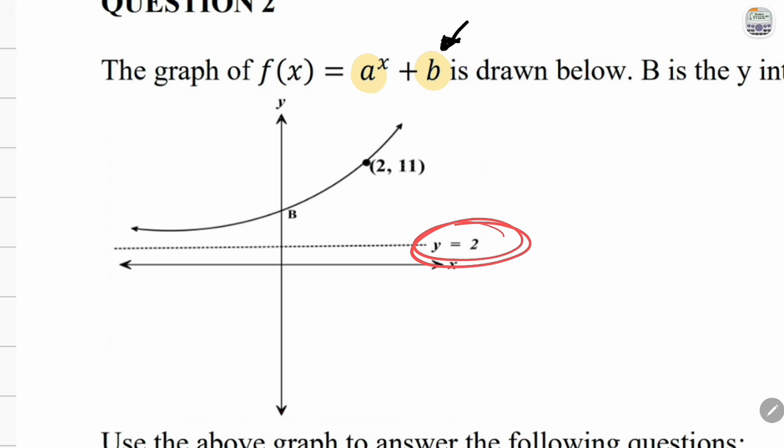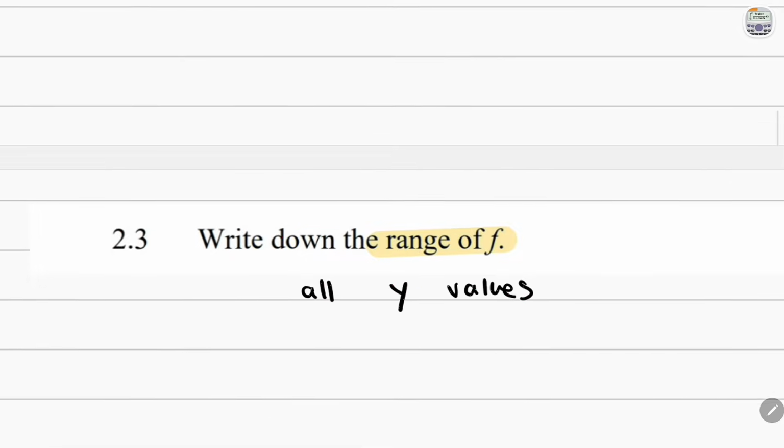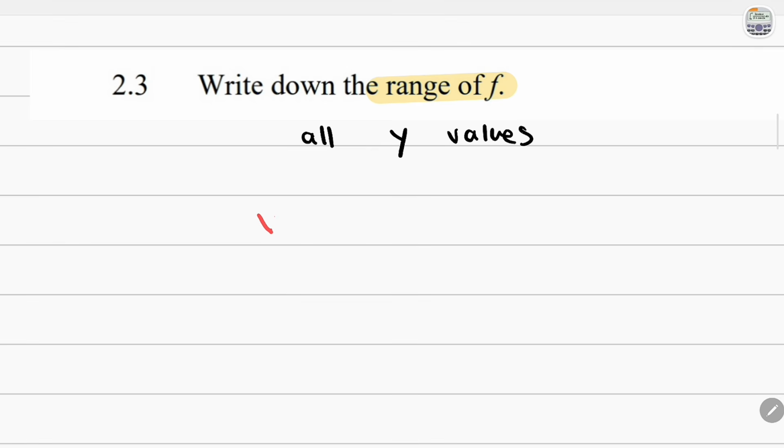This would mean that the y values of this graph, the range, would be all y values that are simply greater than 2. Because this is 2 over here. It's never going to touch 2. Okay, it never reaches a y value of 2, but it has y values that are all greater than 2. And so how we tell them that is our range is y is greater than 2.